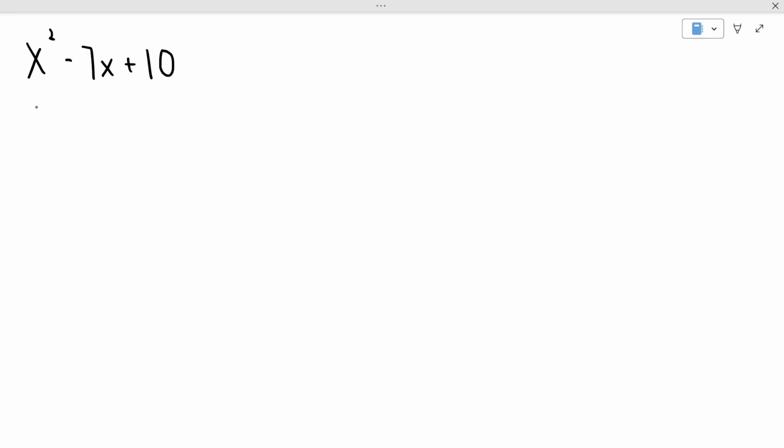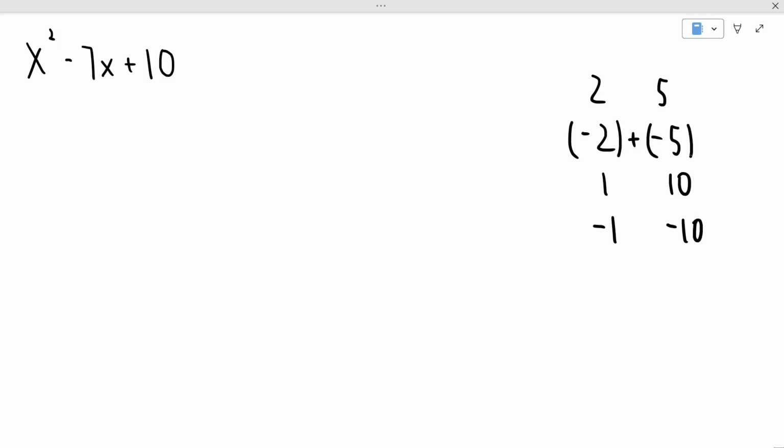Let's do another example. We need to find two integers that multiply to the constant term 10 and add to the coefficient of the x term, -7. So we'll list out all the possible numbers that multiply to 10, which are 2 and 5, -2 and -5, 1 and 10, and -1 and -10. Notice that -2 plus -5 is equal to -7, so these are the two numbers we are looking for. This means we can factor the expression as x minus 2 times x minus 5, and this is our answer.